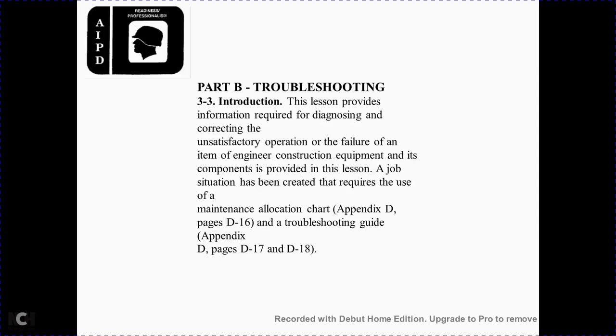Part B, Troubleshooting. 3.3, Introduction. This provides the information required to correctly diagnose unsatisfactory operation or failure of items, engineering and construction equipment, and any component provided, unless the situation created requires use of the maintenance allocation chart, the appendix, and the troubleshooting guide.